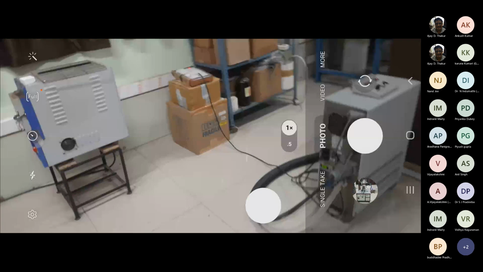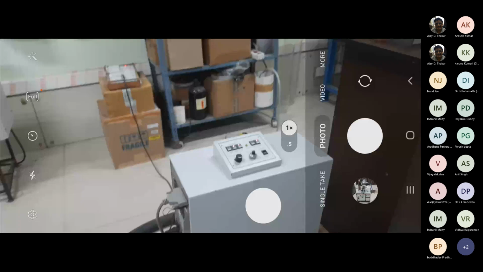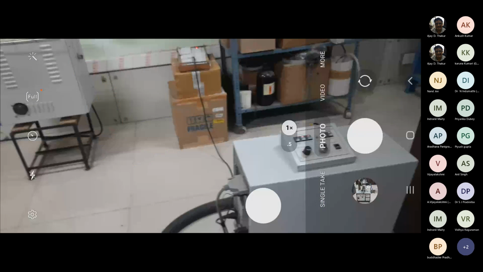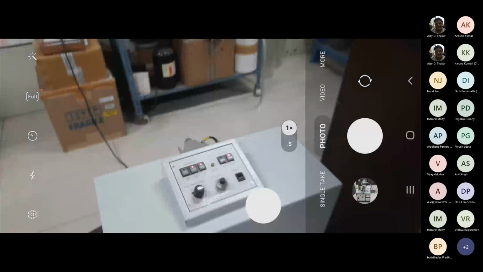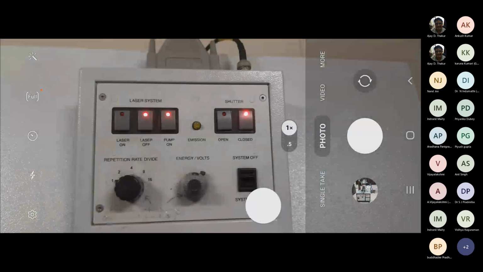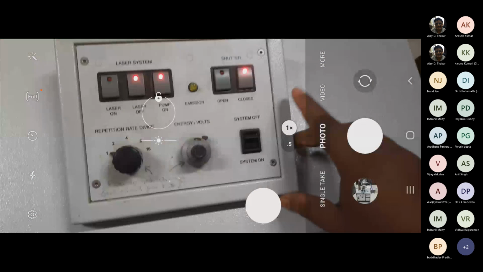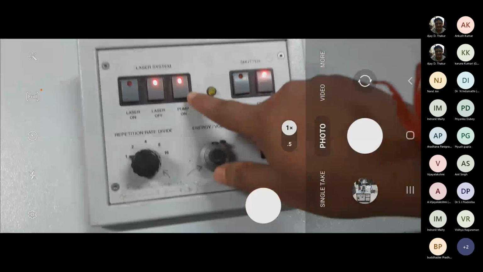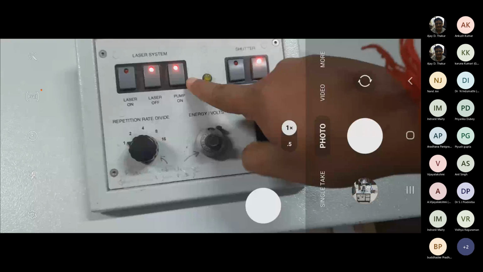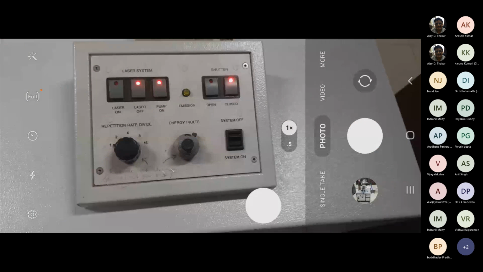After that, only one part is left. So this is the controller of the laser, and also the chiller. It is a very compact system. By switching the system on, we switch on the setup, and after that by pump on, you can see the red light spot is there. So pump on means the chiller is on. When the chiller is on, the water will be circulated surrounding the laser assembly to make it cool.